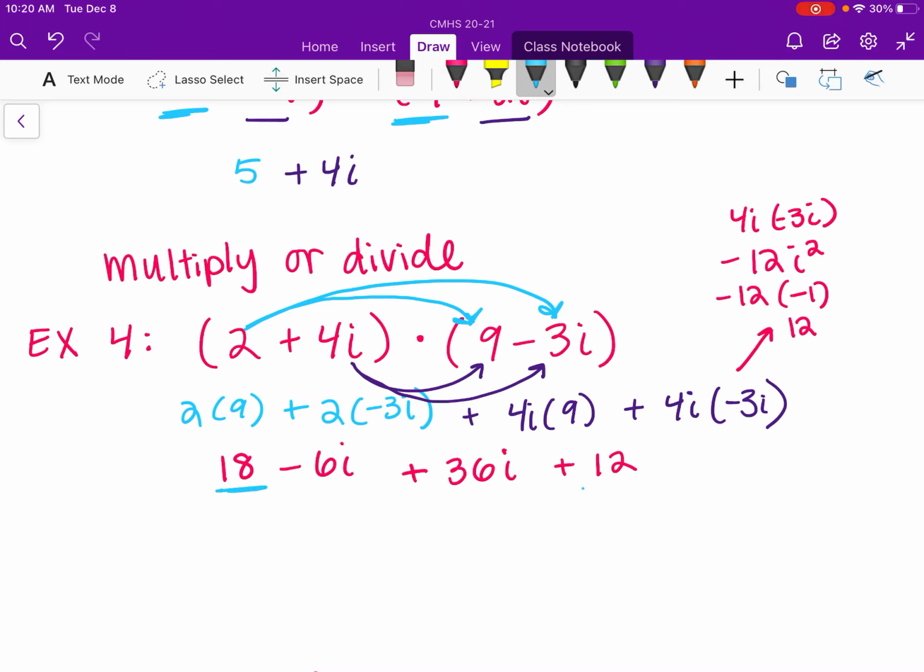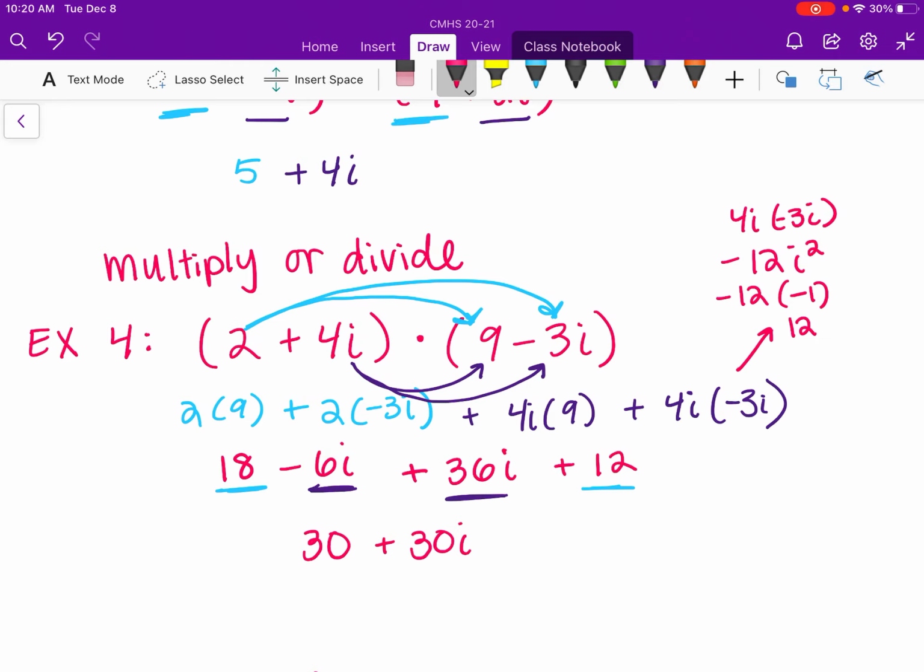So here we combine like terms again. We have a constant and a constant, an imaginary and an imaginary. So let's combine those. For the regular numbers, the 12 and the 18, 12 plus 18 is 30. And the imaginaries, -6i plus 36i is, again, 30i.